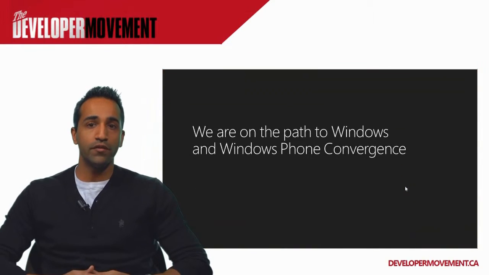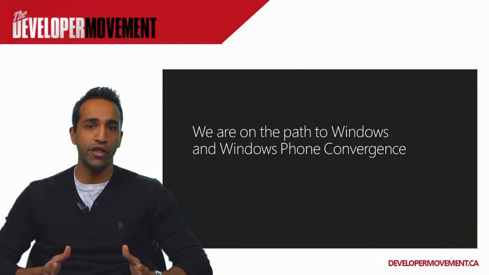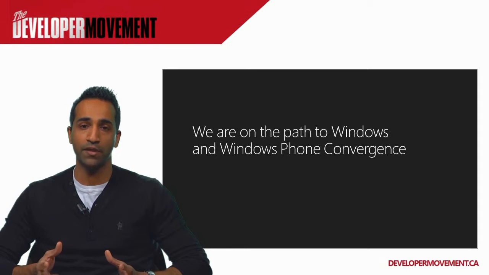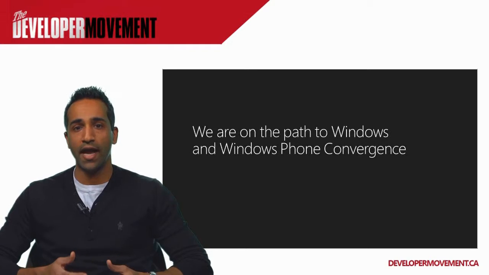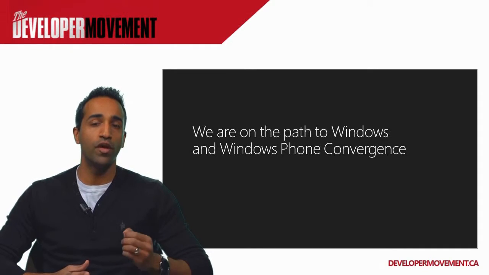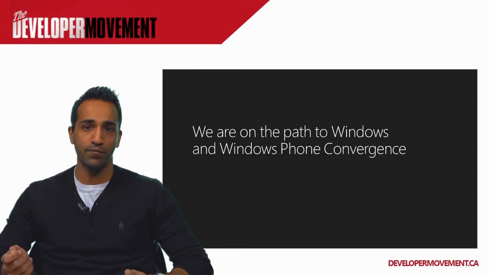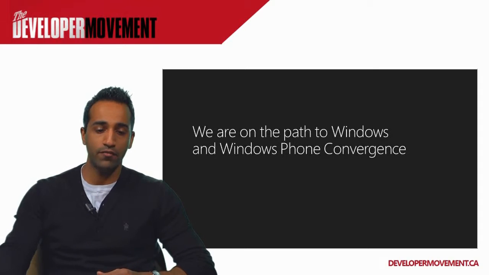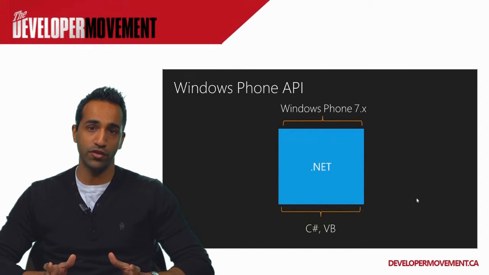When you're building for the Windows Phone, things are similar but different. The key message here is that we're on a path to convergence for Windows 8 and Windows Phone 8 applications, but we're not there yet. What I mean by that is that we don't have every API that exists in the Windows Runtime in the Windows Phone 8 runtime, and that can be a bit confusing.